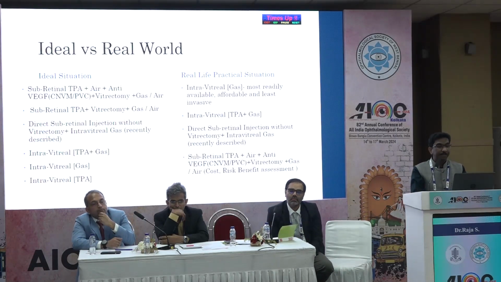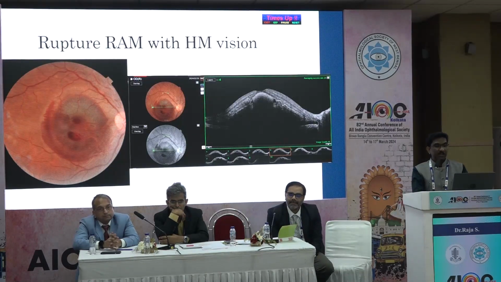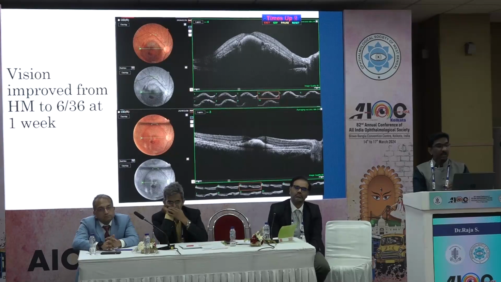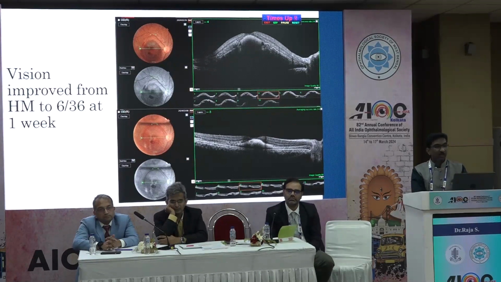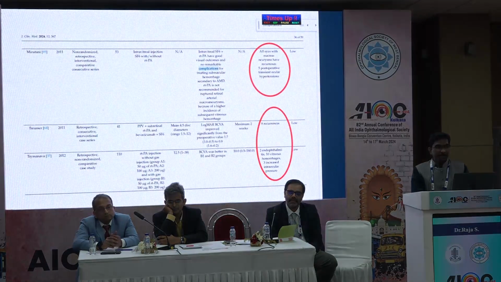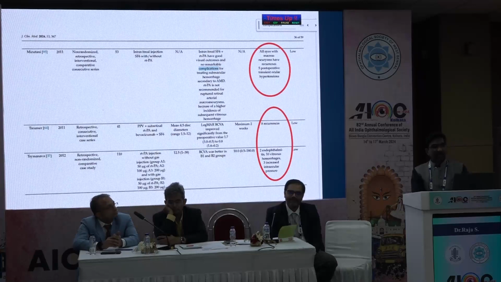as Dr. Dipender sir said. If you see, this patient had a blood pressure of 200 by 140 3 days before, and he came with a submacular hemorrhage, probably a ruptured RAM. We gave him a pneumatic displacement. You can see very beautifully this blood got displaced, and the vision improved from hand movements to 6 by 36 at 1 week.